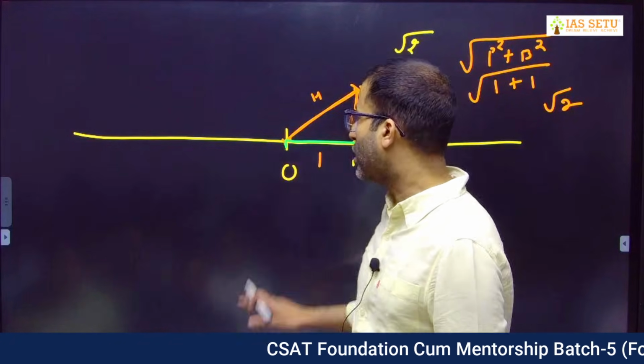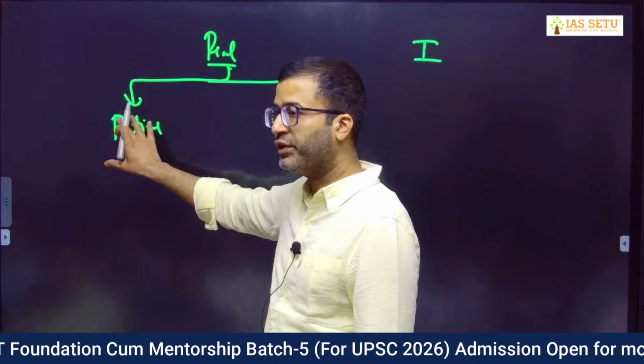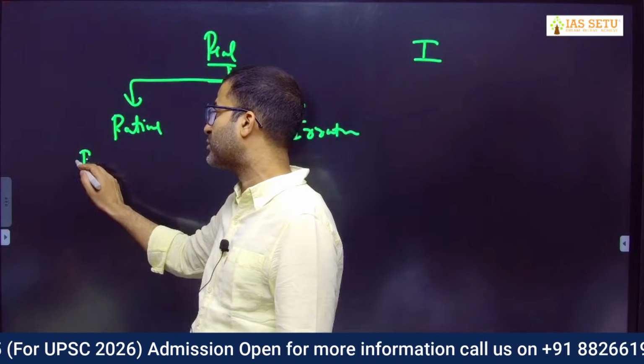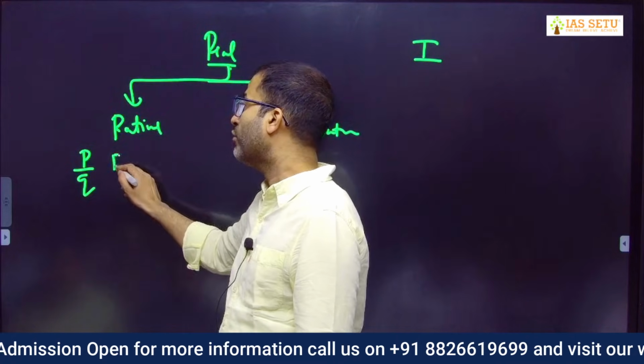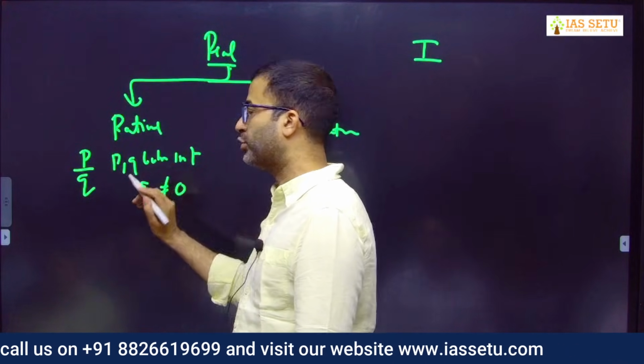So now here let us revise. Real numbers we divide in two parts, rational and irrational. Rational number can be expressed in the form of p by q, where p and q are both integers and q is not equal to 0.